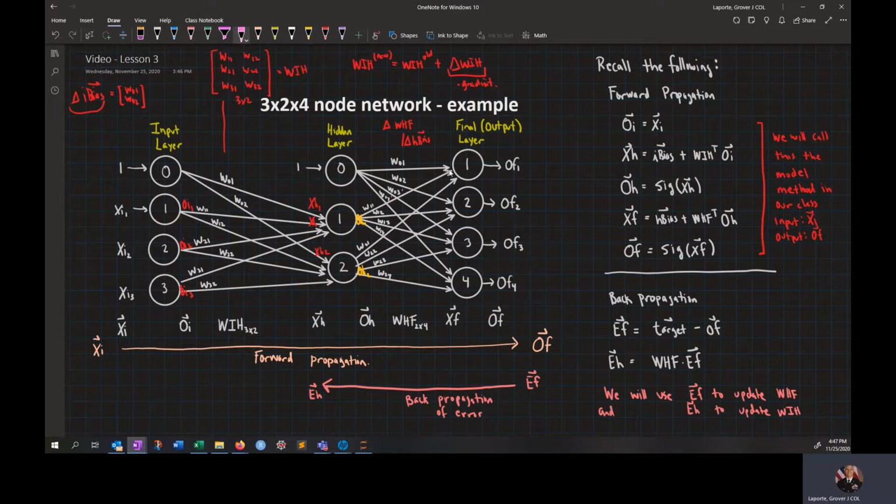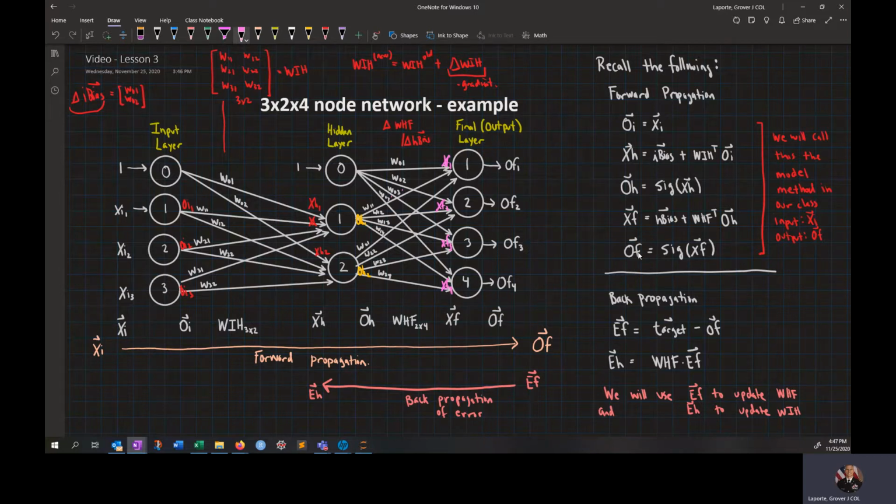Then I'm going to get XF1, XF2, XF3, and XF4. How do you get those? That's just the H bias, 1, 2, 3, 4, plus WHF, which is that matrix that we wrote, transpose, times OH, the thing that came out, and then you add those two together and you get XF.